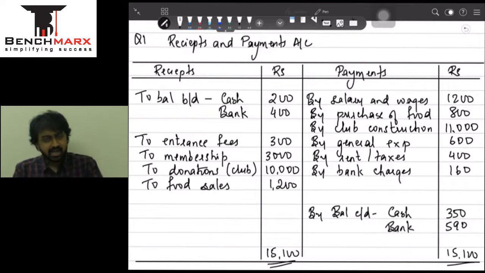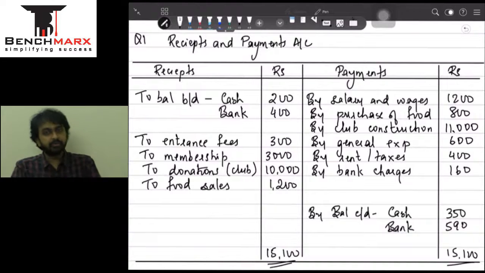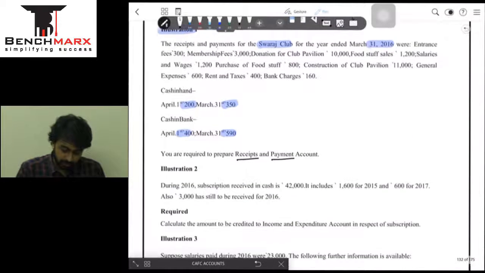Now, this RNP account would generally be given to us in the question. They will be giving some adjustments as well, and then using the receipts and payments and the adjustments, we will prepare the income and expenditure account for the firm to find out the surplus or deficit. Okay? So question number one is gone. Let us see what is in question number two.